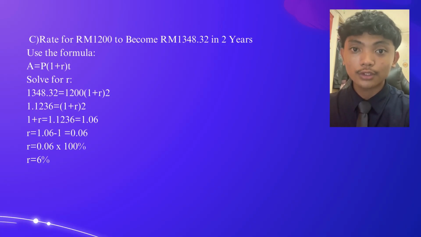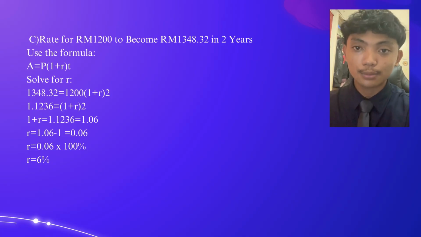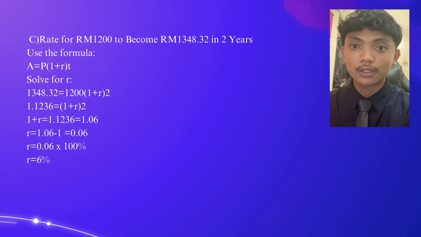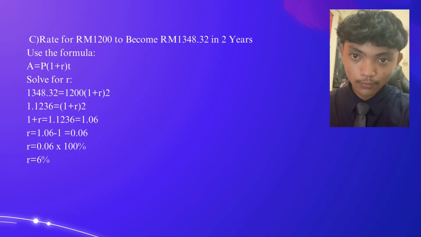Now let's use the compound interest formula. What is the compound interest formula? The formula is P bracket 1 plus R multiplied by T, where A is the final amount, P is the principal, R is the annual interest rate, T is the time in years. Now let's do the calculation. 1,348.32 equals 1,200 bracket 1 plus R multiplied by 2.